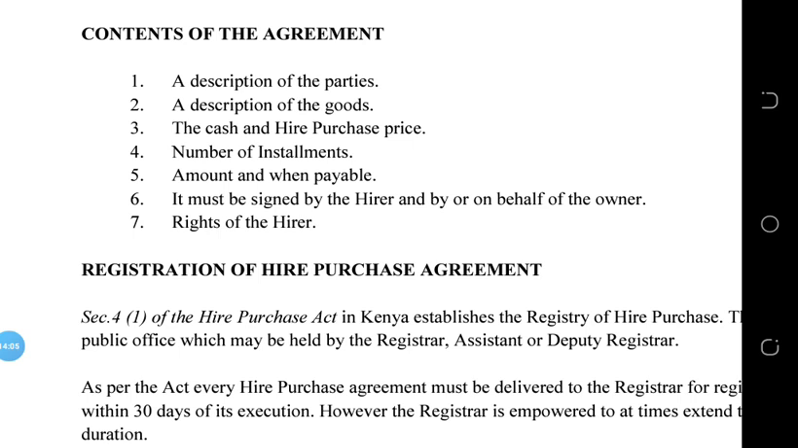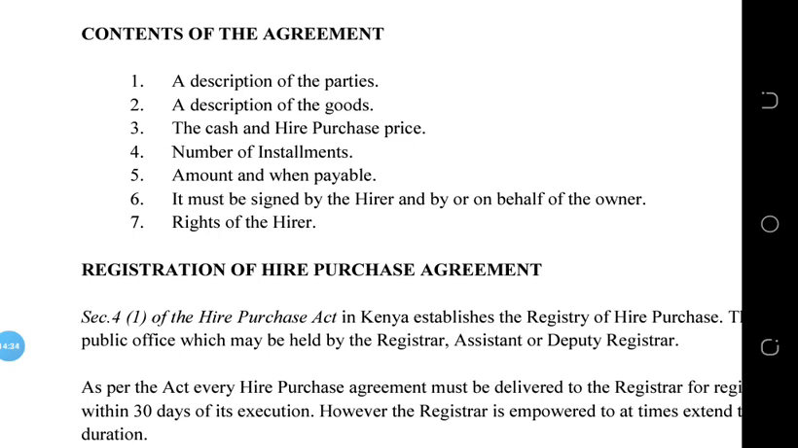So each installment, how much are you supposed to pay? If you are supposed to pay 1,500 shillings every month for the next 12 months, it must be clearly given. So it must be signed by the hirer and by or on behalf of the owner. So there must be a sign or a signature to show that the document is valid.